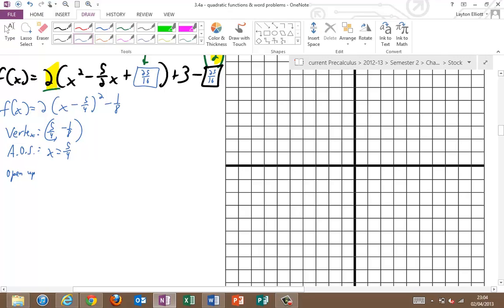So I'm going to go over 5 fourths and down 1/8. That would be right here. Again, I'm counting by fourths. With an axis of symmetry at x is equal to 5 fourths, just a vertical line kind of dashing down through there.